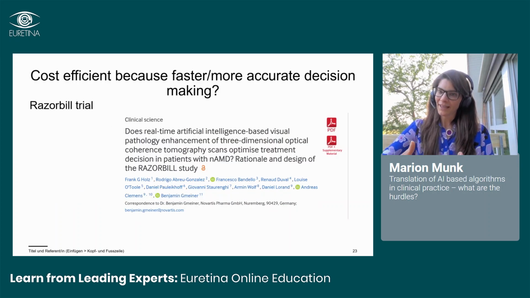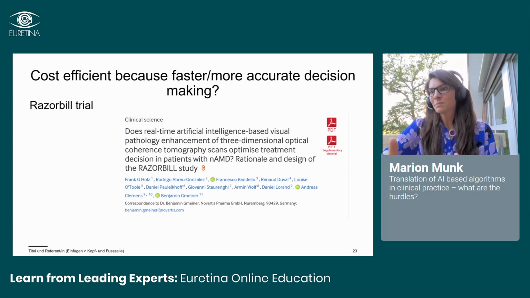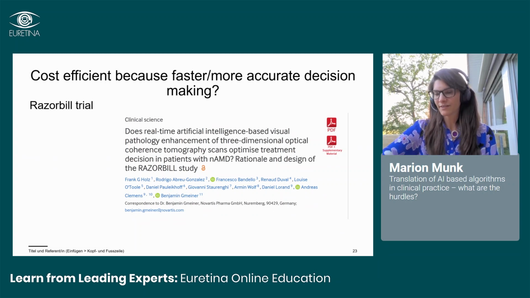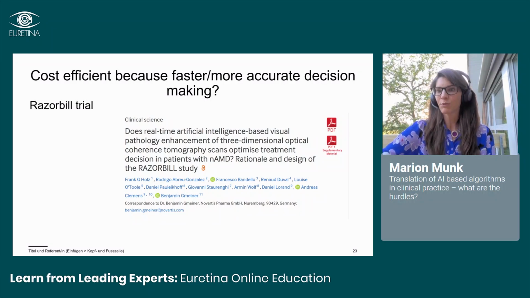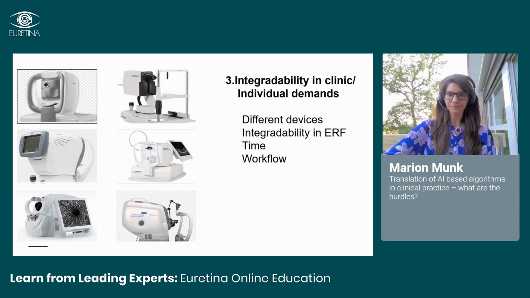Because we are not reimbursed when we use these kinds of tools in clinic, another question is whether it may be efficient in terms of costs, because we are faster and we make more accurate decisions. This is currently tested by the so-called Razorbill trial, a prospective trial initiated by Novartis. They're testing whether an AI-based model and algorithm really improves decision-making and also makes an ophthalmologist faster. However, this study is still ongoing, so I can't tell you the results right now, but hopefully we will see them at AVO next year or at AAO already.